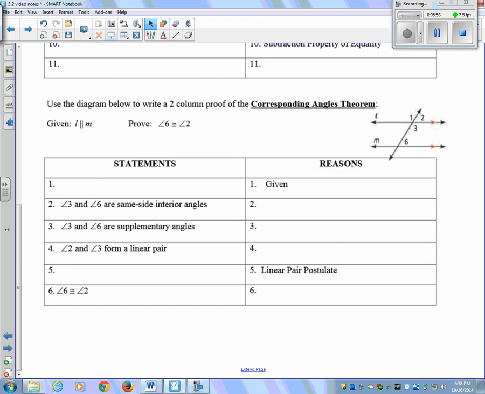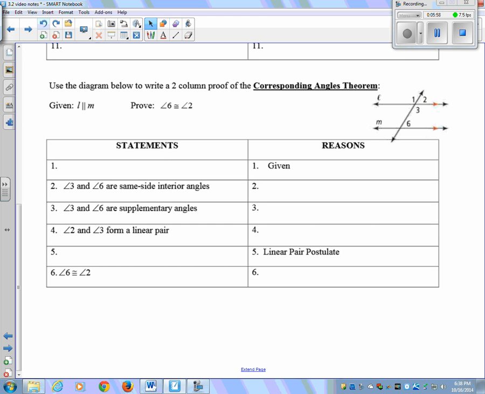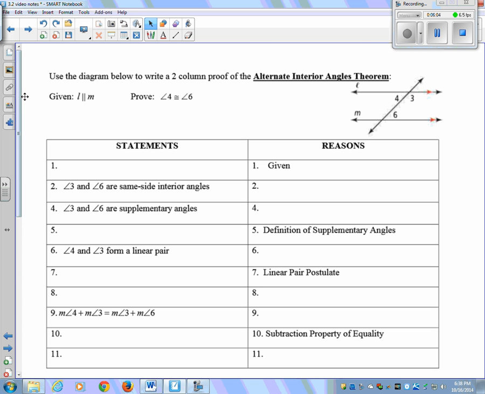Oops. So here's the diagram. What did I do? I jumped down there.